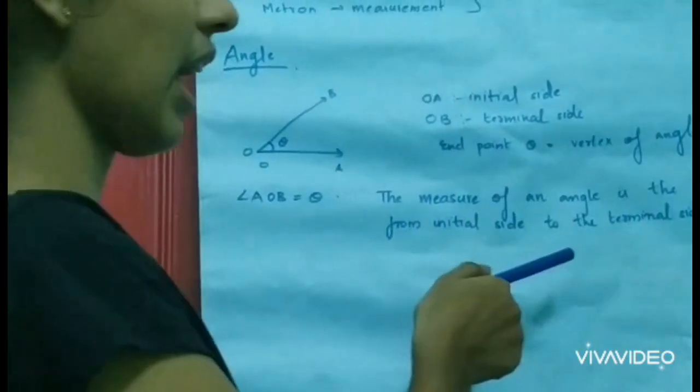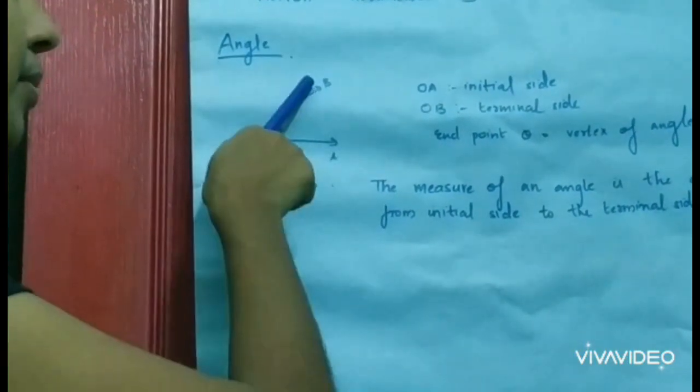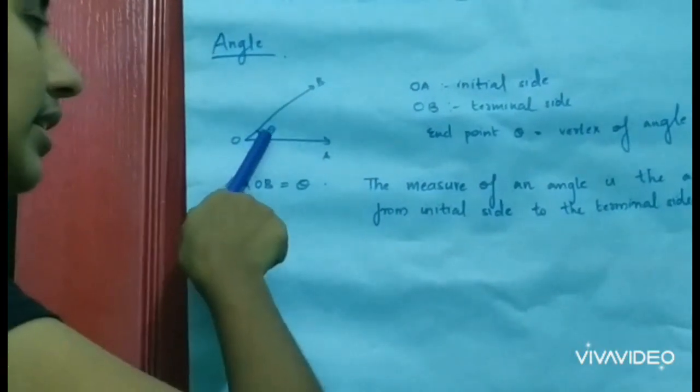Now, the measure of an angle is the amount of rotation from the initial side to the terminal side. That is, when the initial side is rotated to the terminal side, the value obtained is the measure of the angle.